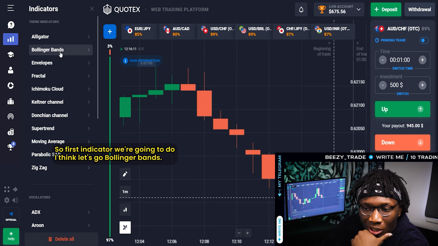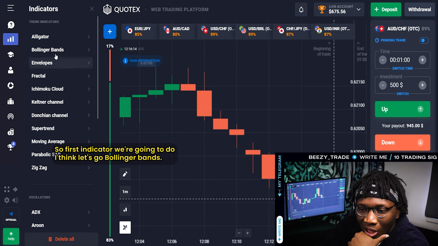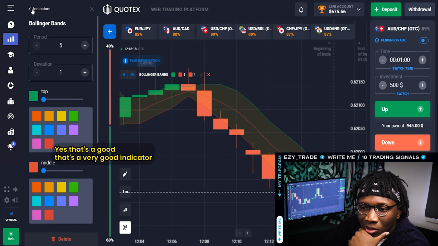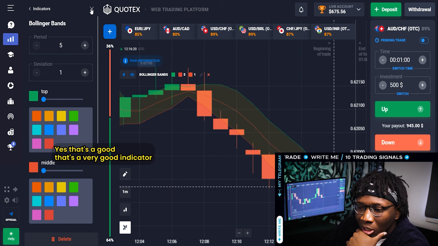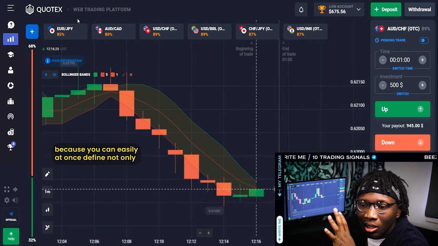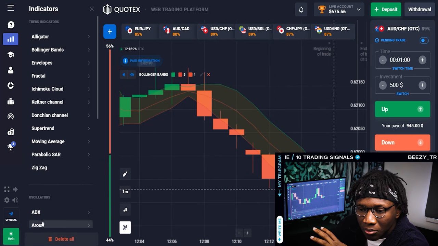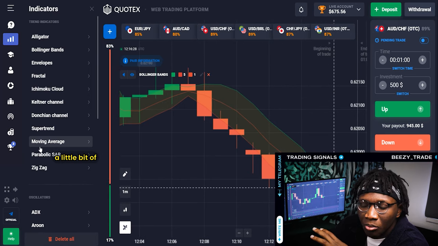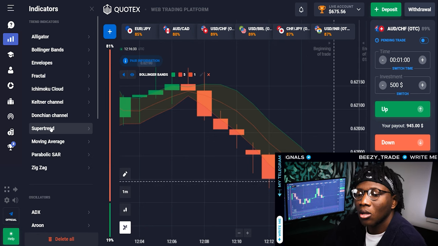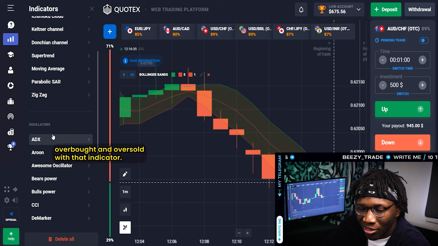So the first indicator we're gonna do, I think, let's go Bollinger Bands. Yes, that's a very good indicator because you can easily, at once, define not only a little bit of momentum, but you can also do overbought and oversold with that indicator.